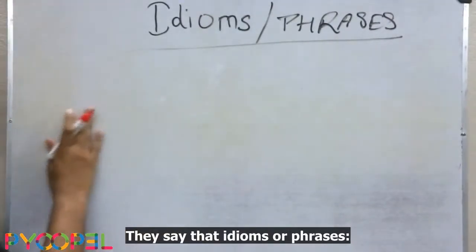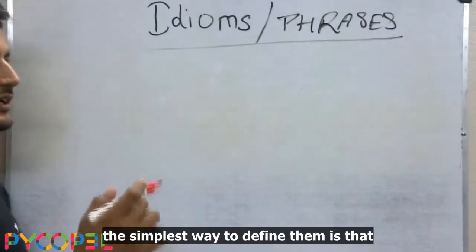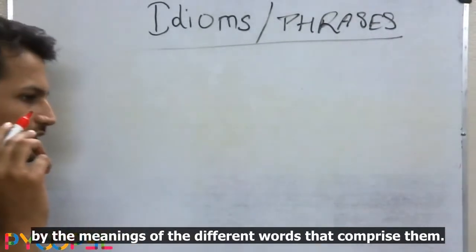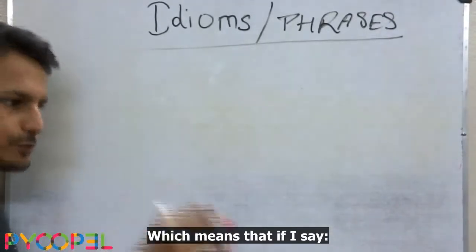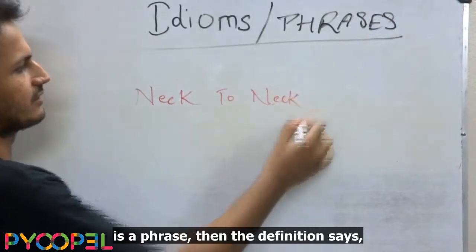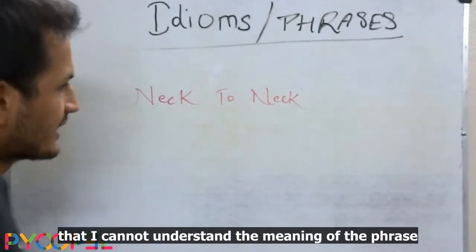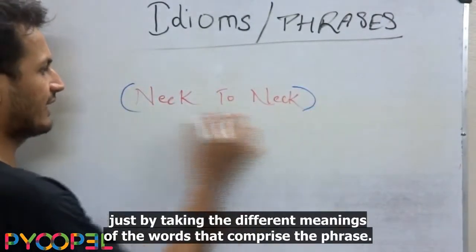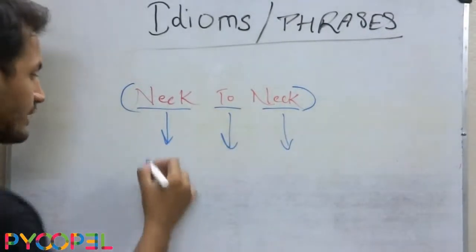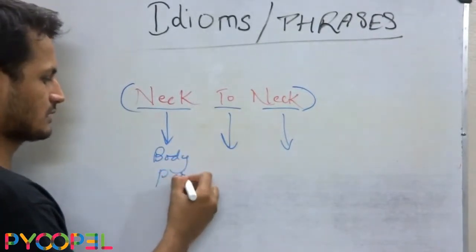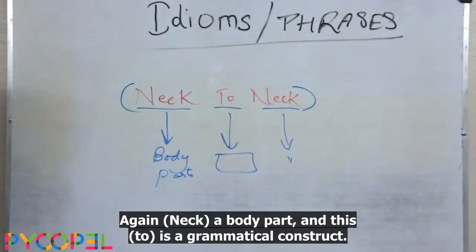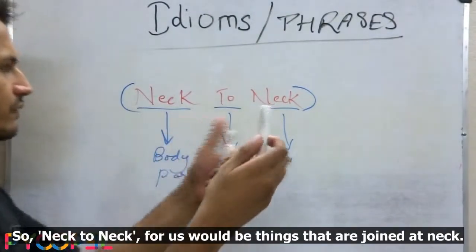The simplest way to define idioms or phrases is that the meaning of the set of words cannot be determined by the meanings of the different words that comprise them. Which means that if I say neck to neck is a phrase, then I cannot understand its meaning just by taking the meanings of the words that comprise it. The neck, as we know, is a body part, again a body part, and this is a grammatical construct. So neck to neck for us would be things that are joined at the neck.